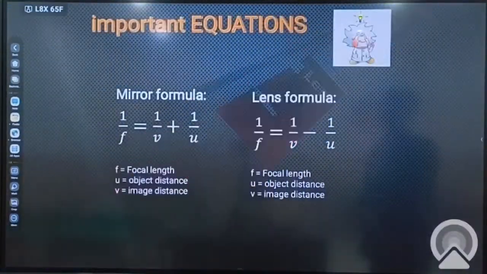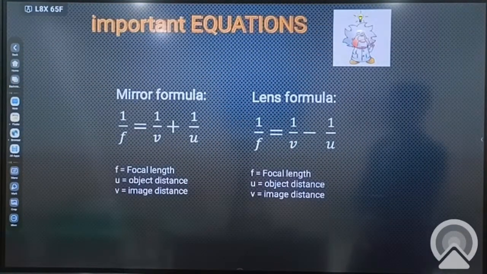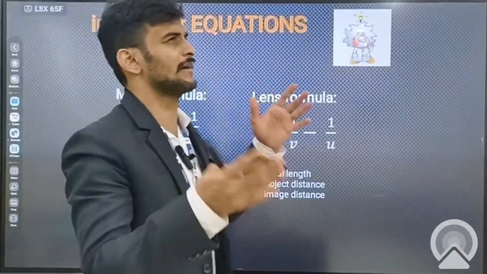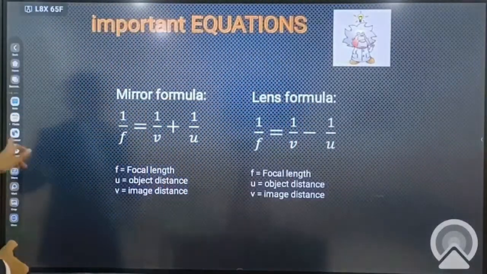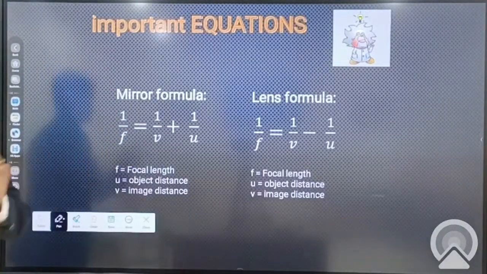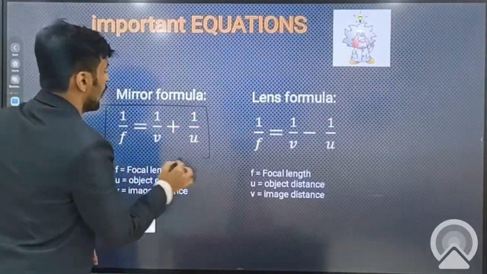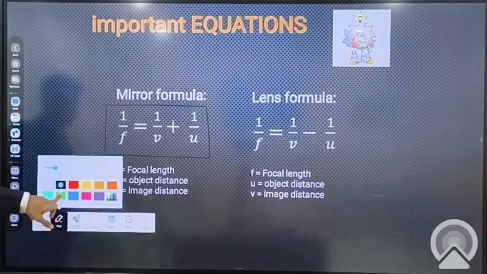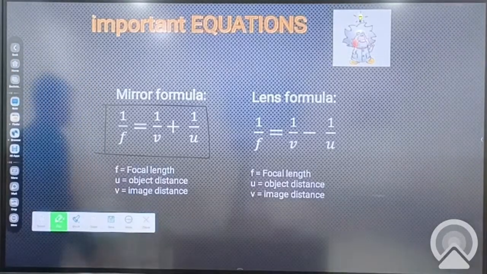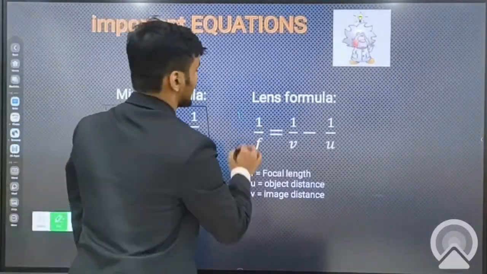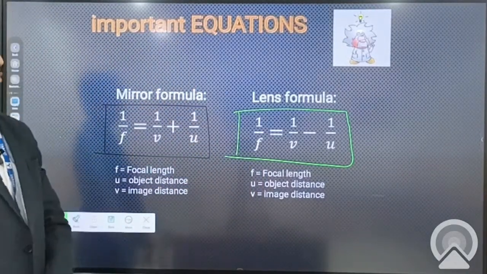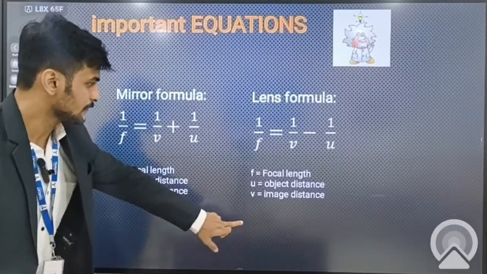So next one, important equations. Now we are going to move to the problems. We almost covered the theory parts. We have some important equations. First one is the mirror formula. If it is a mirror, you can use this formula: 1 by F equal to 1 by V plus 1 by U. Here F is focal length, U is object distance, V is image distance. I hope you already know this one. And second one, the lens formula, that is 1 by F equal to 1 by V minus 1 by U. Clear?